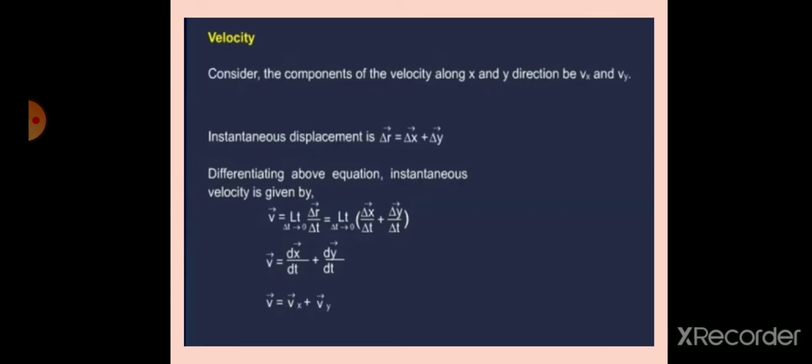We have already discussed that limit delta t tends to 0 delta x by delta t is equivalent to dx by dt. Similarly, limit delta t tends to 0 delta y by delta t is equivalent to dy by dt. Hence, velocity vector v is equivalent to dx by dt plus dy by dt, or v is the sum of vx plus vy, that is velocity along the x direction plus velocity along the y direction.